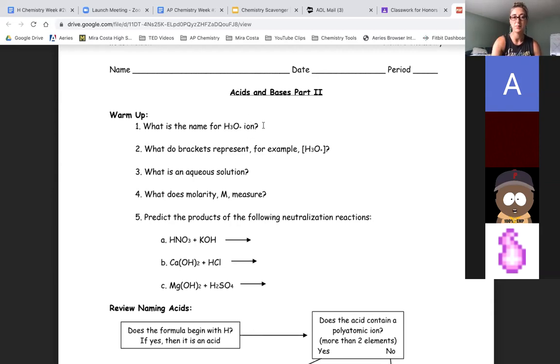One disclaimer I have to make about this entire guided notes is that all of my superscripts of charges became subscripts for some weird reason. So this plus sign should really be a superscript, okay?